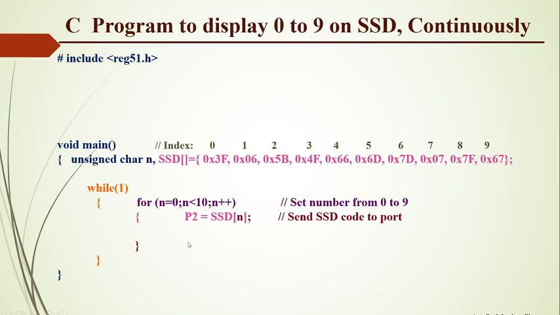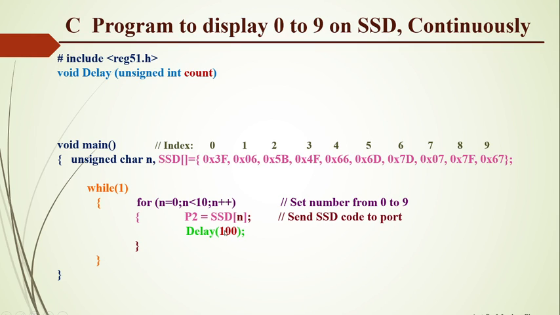Next, when n equals 1, the next value, that is 06H, will be loaded into port 2, and so on. This will be done continuously to display numbers 0 to 9. Here is the delay. We are calling this delay after each number or each digit that is displayed on the SSD. Here is the delay subroutine, void delay, unsigned int count.